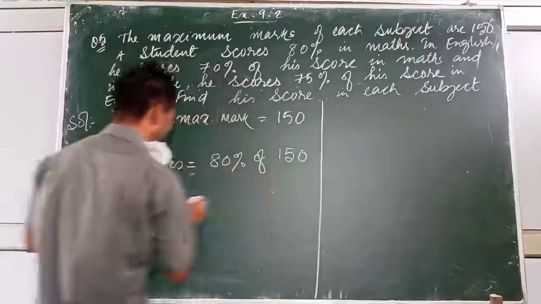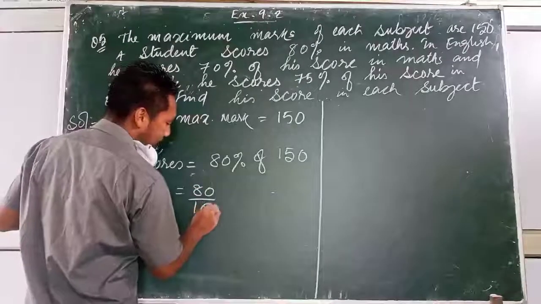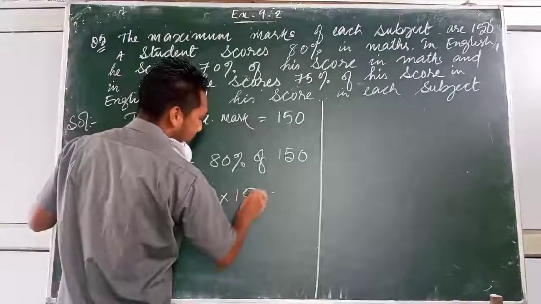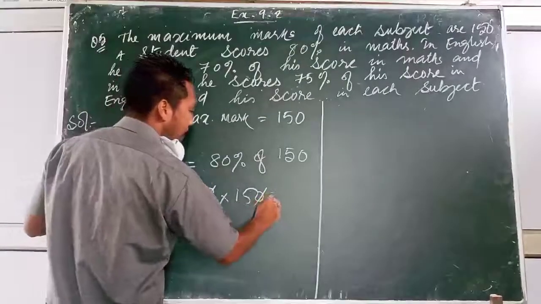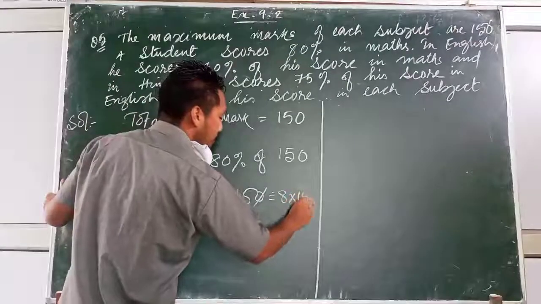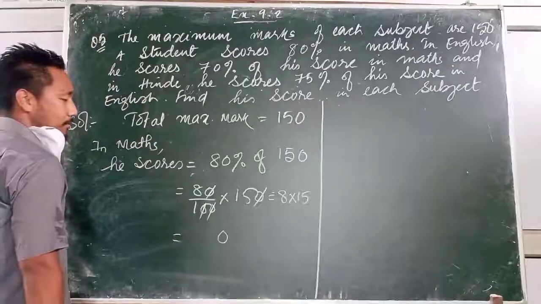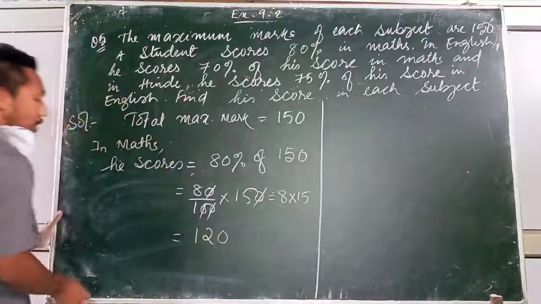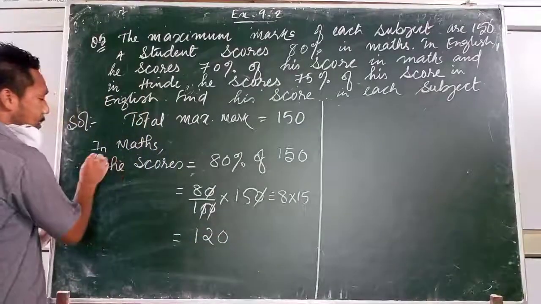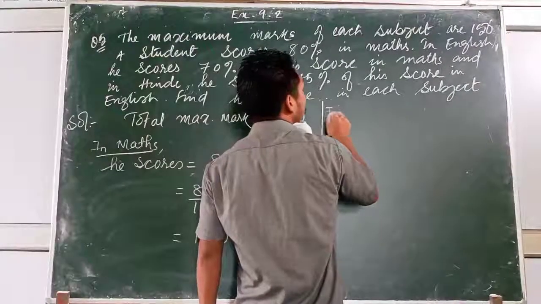So you have to write his score as 80 divided by 100 into 150. 0 and 0 cancel, multiply 8 into 50. So 8 fives are 40, 8 ones are 8, so 120. So you have scored 120 marks in mathematics. This is our mathematics. Now we'll solve for English.